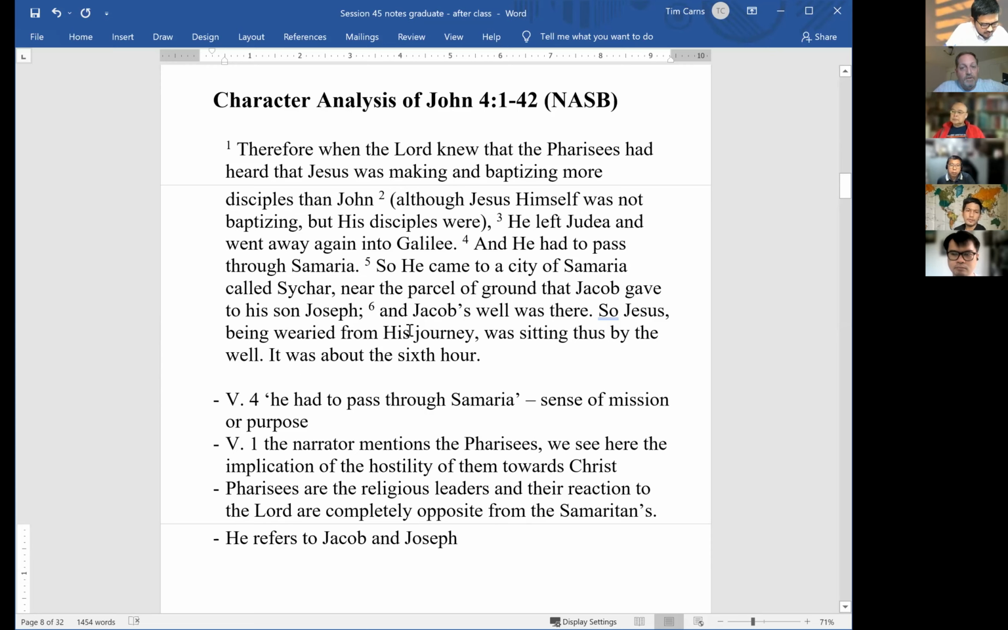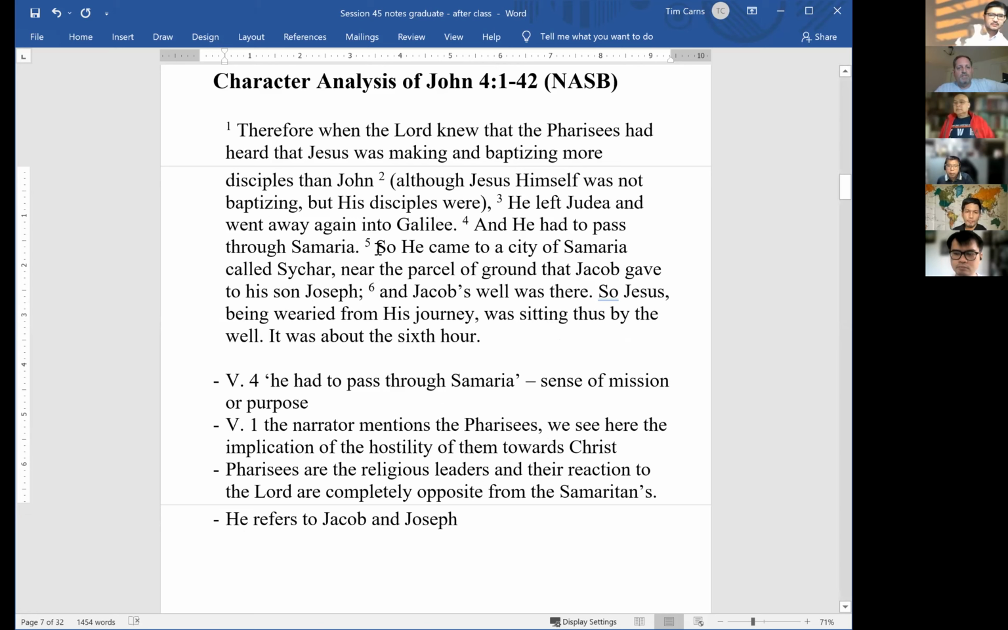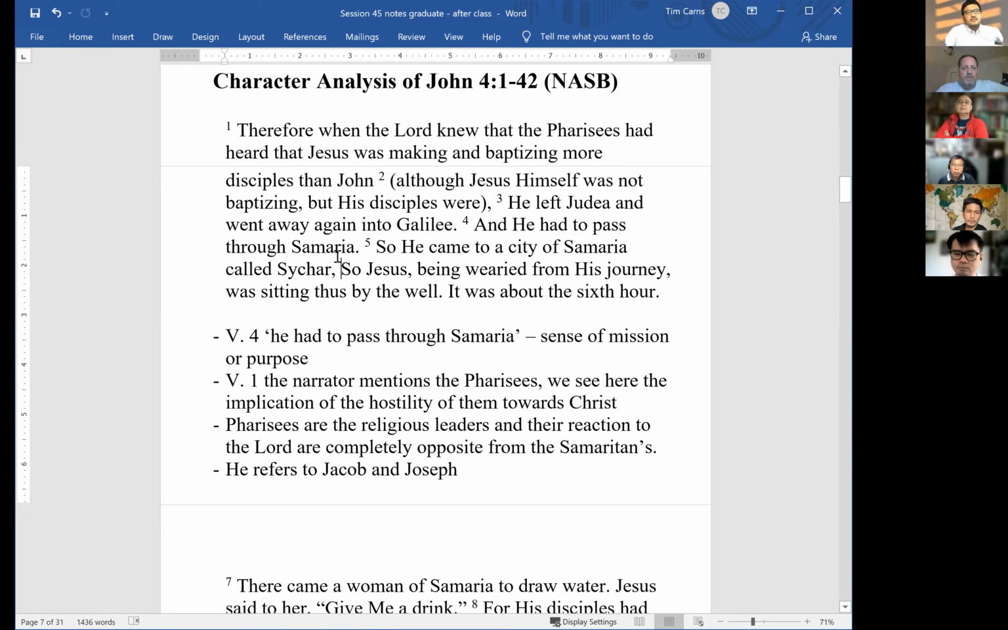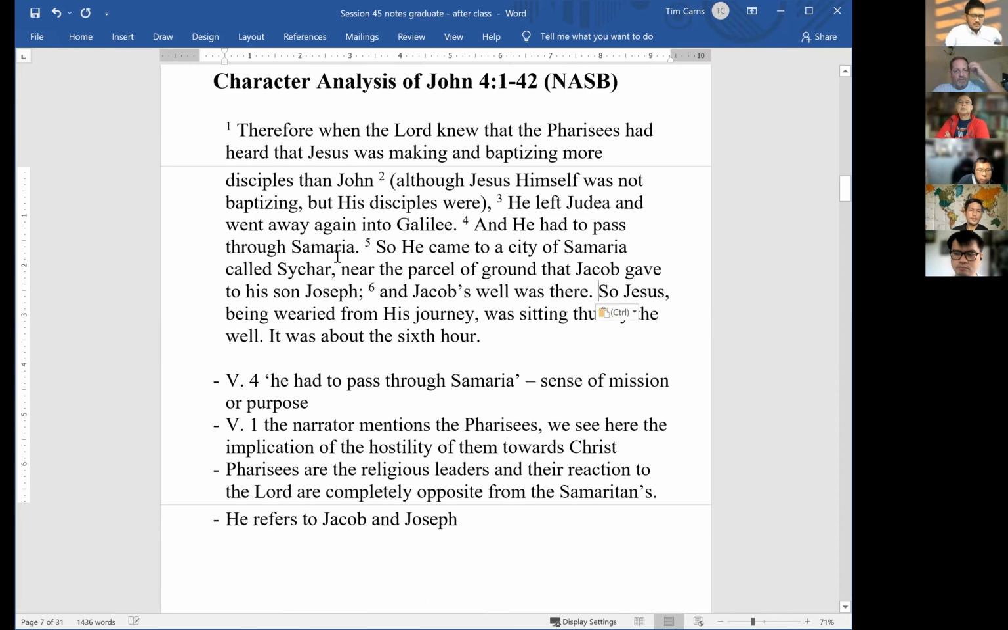And there is a focus by the narrator on a specific location where they were. Again, you have to ask yourself, why would the narrator give us this degree of detail as to their location? What is the significance of it in this story? If he had just said, so he came to a city of Samaria called Sychar, that would be enough to give us the setting, but he adds a specific place in Samaria. So again, something to consider and think about in relation to the story.